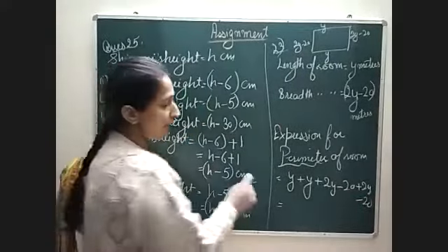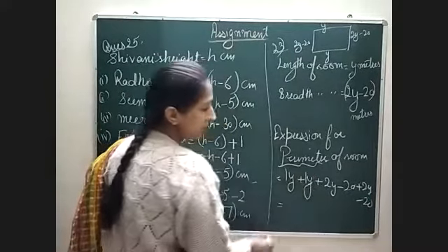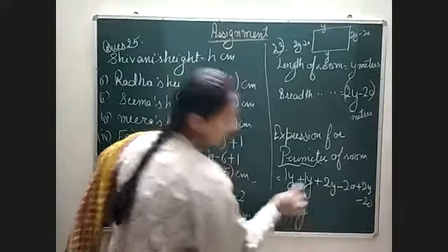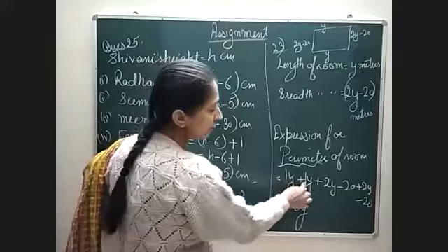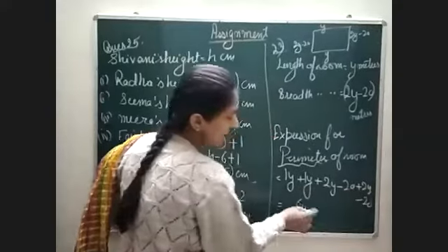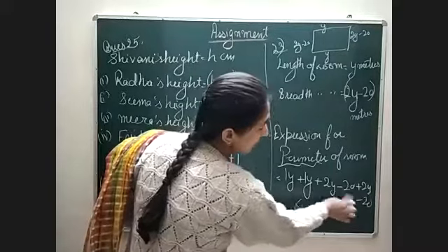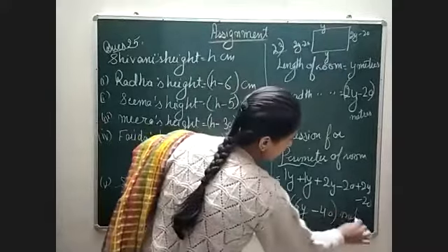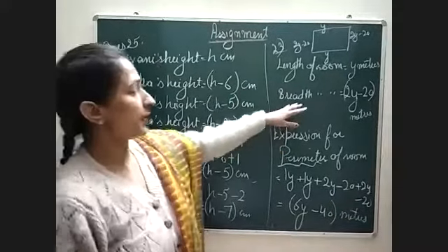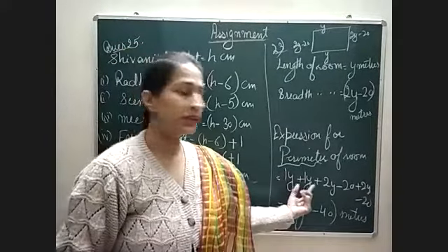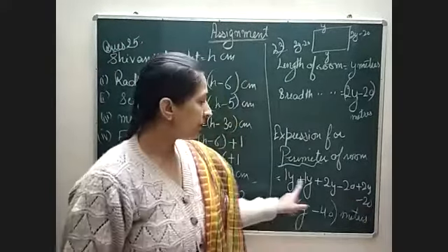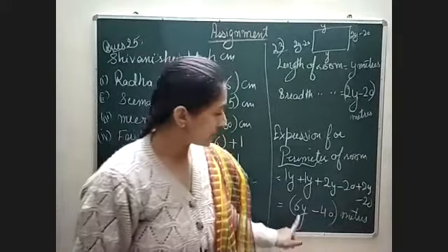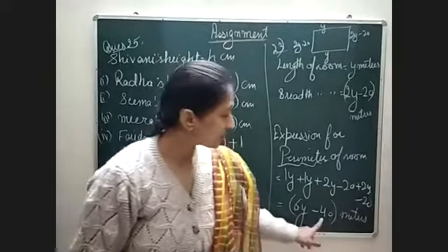Now let us see how many times we have written y. 1 time, 2 times, then 2 plus 2, 4, 4 plus 2, 6. So it is 6y. And then we will be adding these, minus 20 and minus 20, it will be minus 40 meters. Okay, so for perimeter, I have added 2 times length and 2 times breadth. It is 6y, and minus 20 and minus 20 is minus 40.